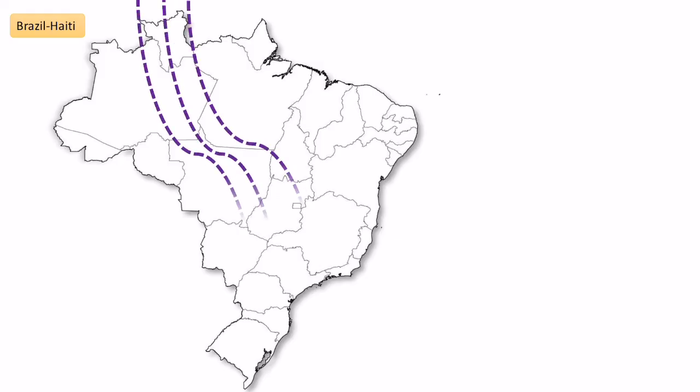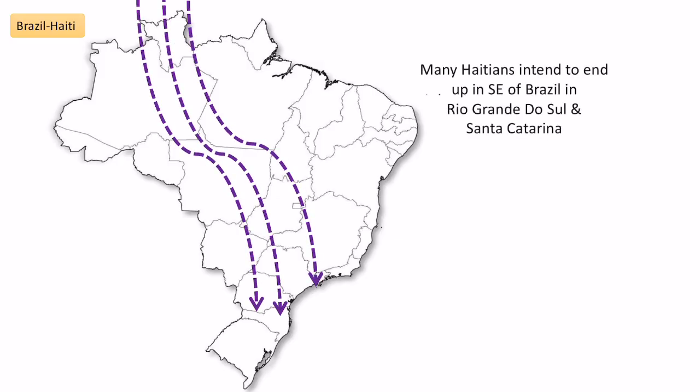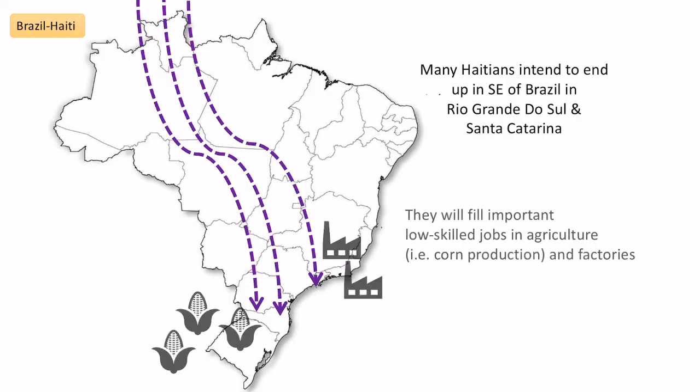Most of these Haitians are trying to end up in the south of Brazil, in this area called Rio Grande do Sul and Santa Catarina. And they would be trying to work in low-skilled jobs in agriculture, especially corn production and factories. We can again say this is a relationship that helps Brazil because it fills in gaps in the labour sectors there, and therefore will grow the economy in the long term.